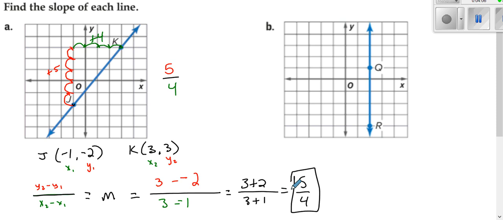Okay? So this is the basic idea of how to find slope when you're working with these equations, when you're working with an actual line, when you're working with 2 points. This is how you're going to find slope, and this ends part 1 of our lesson.